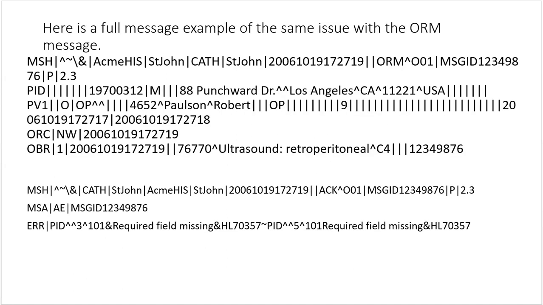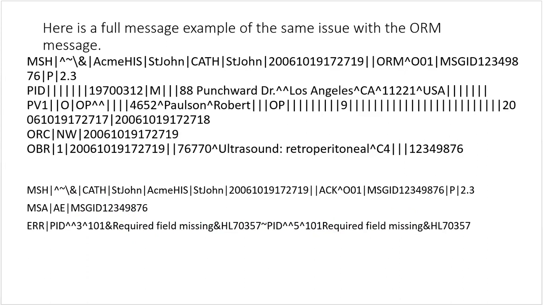So here's a full example of an ORM with that problem. So here's the ORM message. You should be able to easily pick out the segments and the required elements. And here's the PID that I showed you before, missing all of the name and medical record number. And here is the acknowledgement that was sent back to this ORM. You can see that it's an acknowledgement of the ORM. It has the same message ID, and it was given a code of AE. And there's the error segment showing that it had those problems.